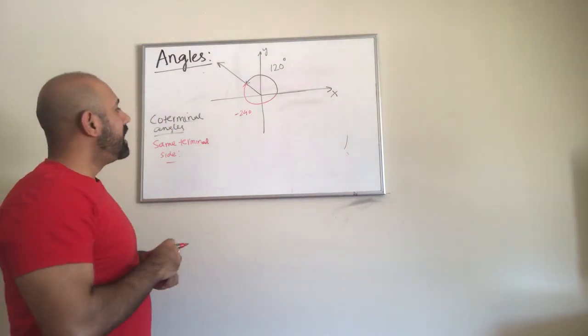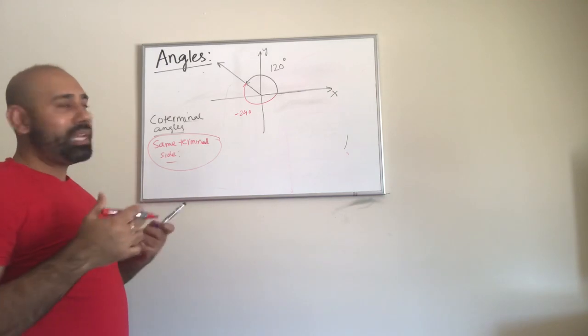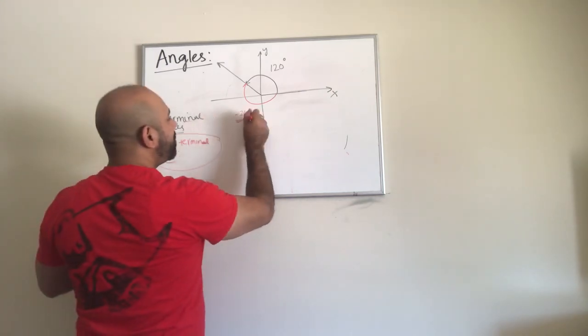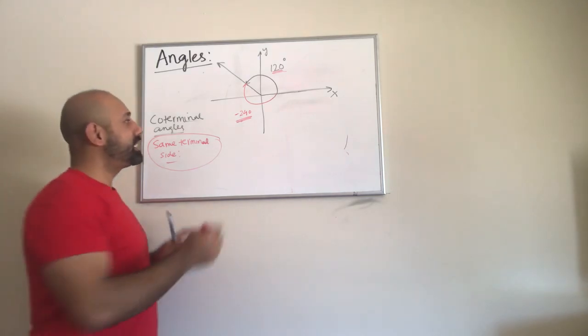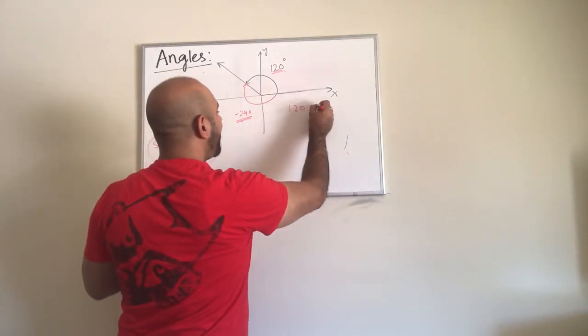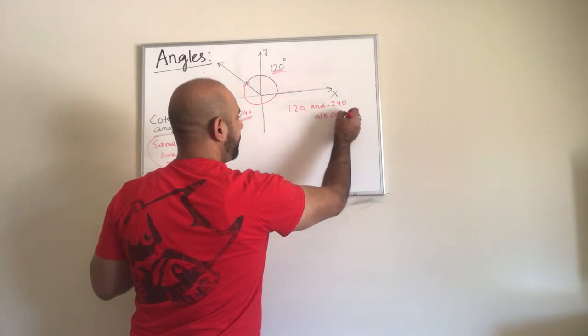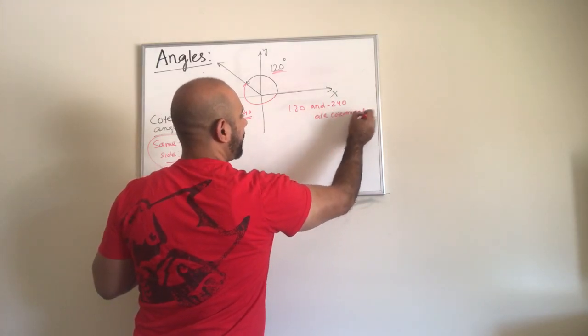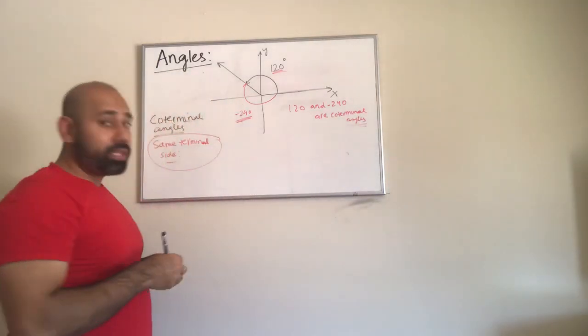That is the difference. Now, let us look at the definition of a coterminal angle. It says the angles that have the same terminal side. So isn't negative 240 and 120 have the same terminal side? So what can we say about these two angles? Guys, 120 and negative 240 are coterminal angles. So it is very easy to identify coterminal angles.